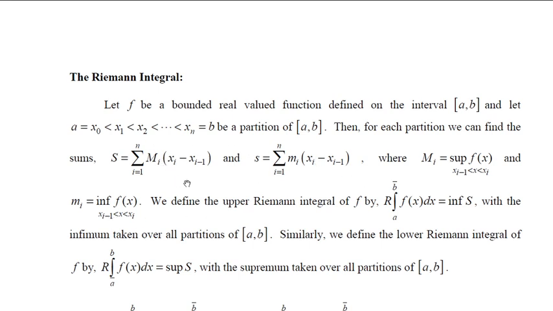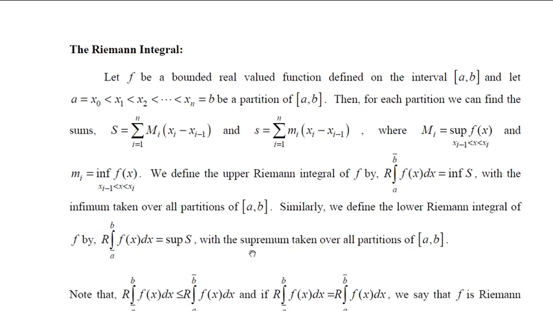Now let us define the upper Riemann integral. We know that the upper Riemann integral of f is nothing but the infimum of S, where this is taken over all partitions of the closed interval [a, b]. Similarly, we can define the lower Riemann integral of f by this symbol, where this is the supremum of s over all partitions of the closed interval [a, b].